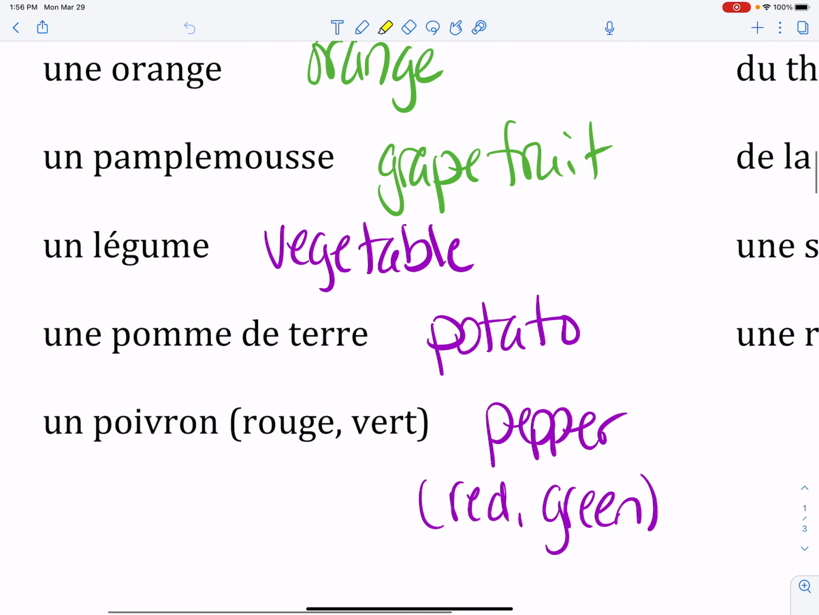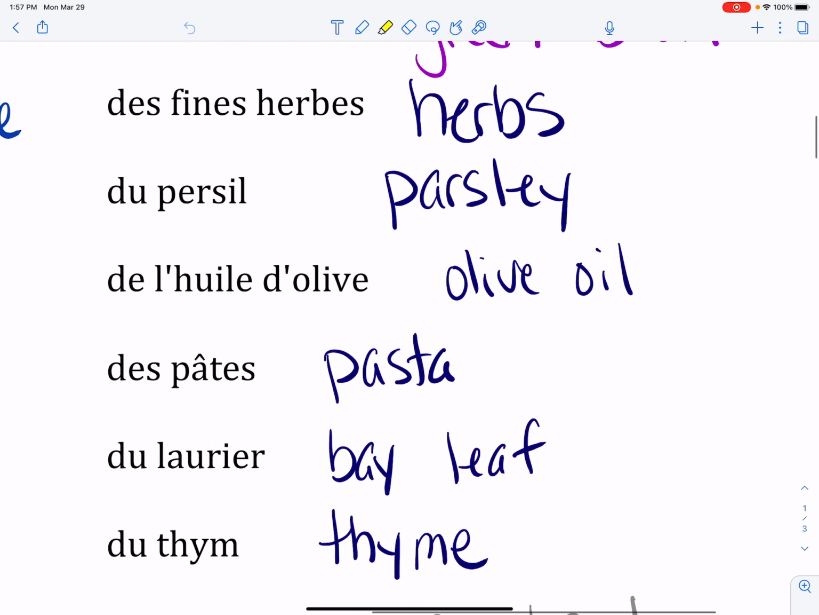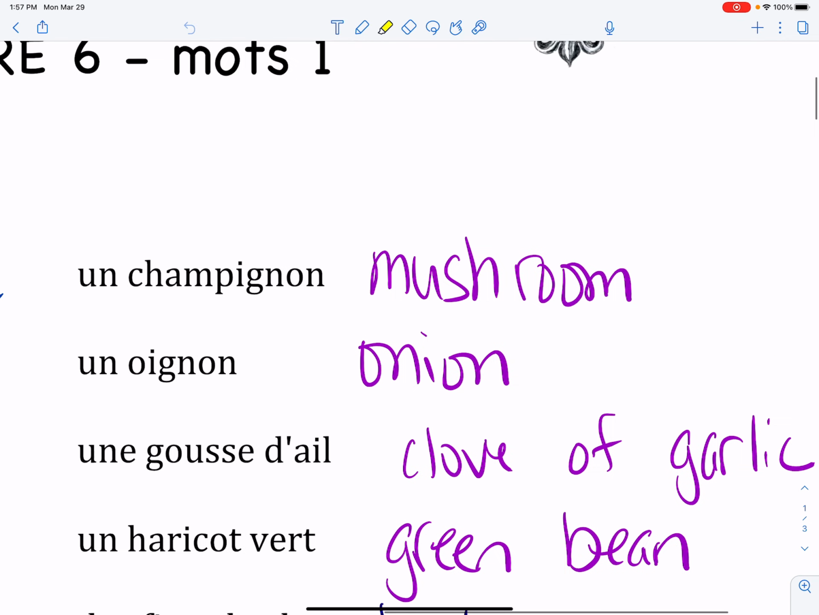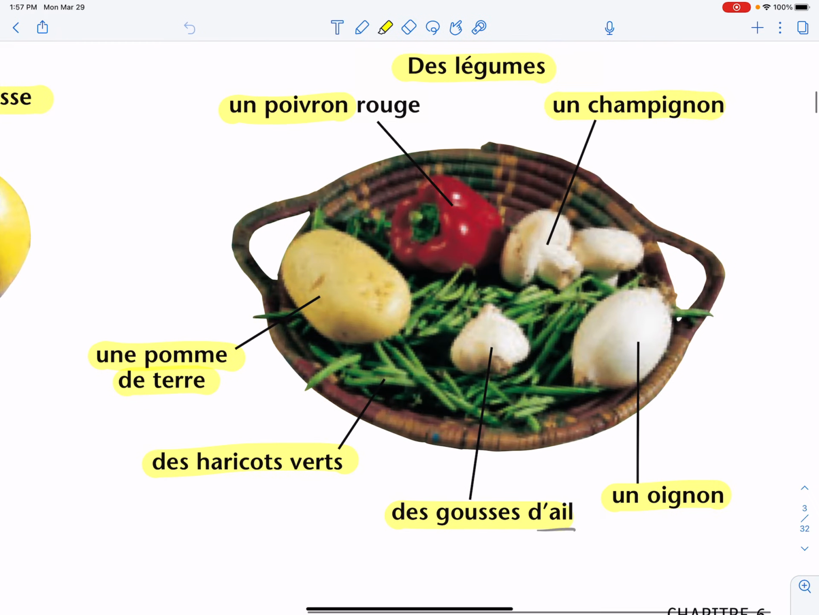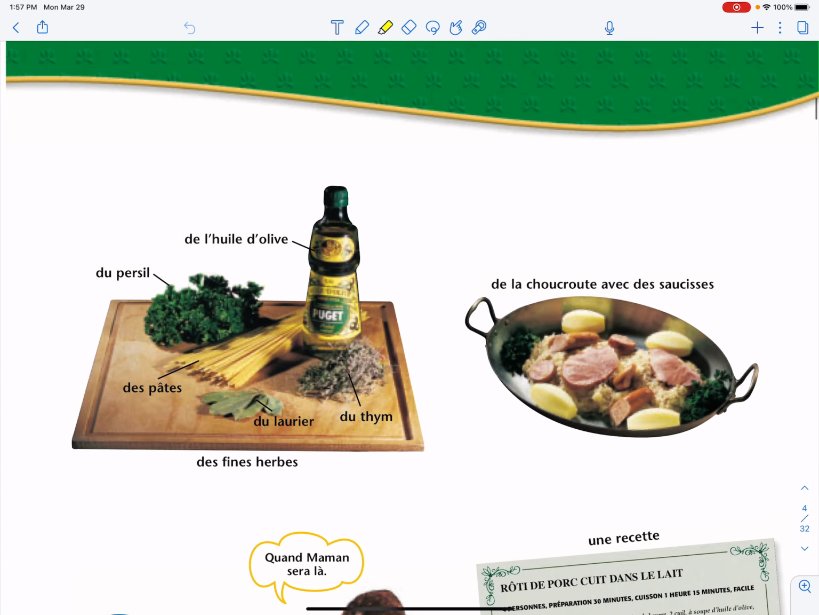And vegetables starts right here, and it will go on to the next column. All right, on to the next page.